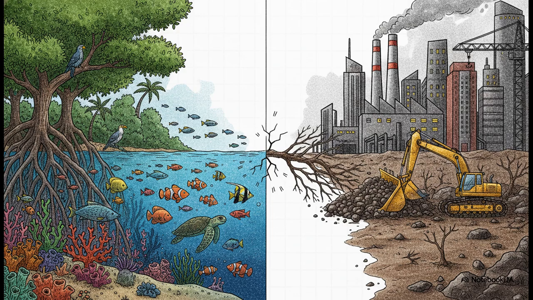Coastal biodiversity sits exactly where human development pressure is at its absolute highest. This makes these incredibly productive ecosystems disproportionately fragile. That is our core tension.